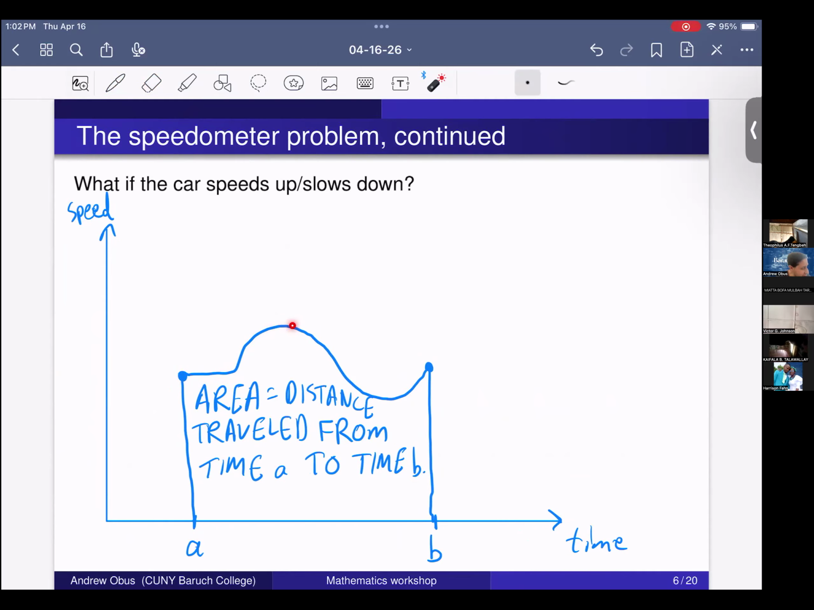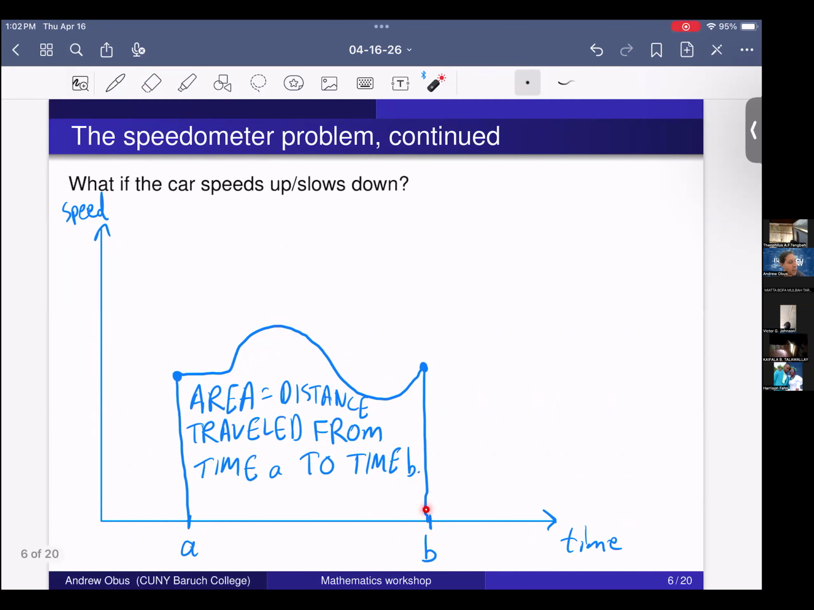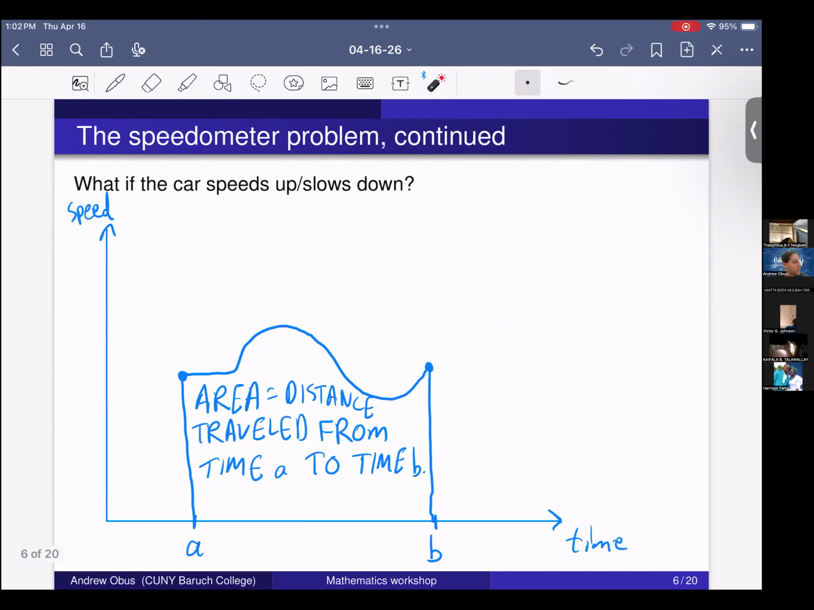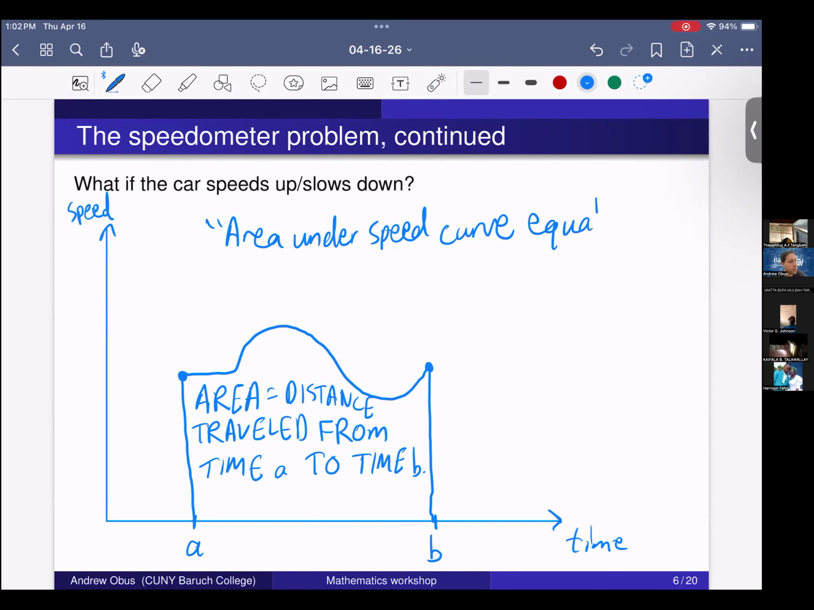The higher your speed is, the more distance you're covering at any given time. The lower your speed is, the less distance you're covering at any time. If I stayed at a constant speed, this is definitely the area. So if I speed up a little bit, I'll get a little more area. If I slow down a little bit, I'll get a little less area. So it seems very plausible, and it is in fact true, that the area under this curve from your start time to your end time, we'll call those A and B, the area under your speed curve is equal to the distance traveled. So let me write that in words. So the area under the speed curve, again assuming you're traveling in a straight line, equals the distance traveled.